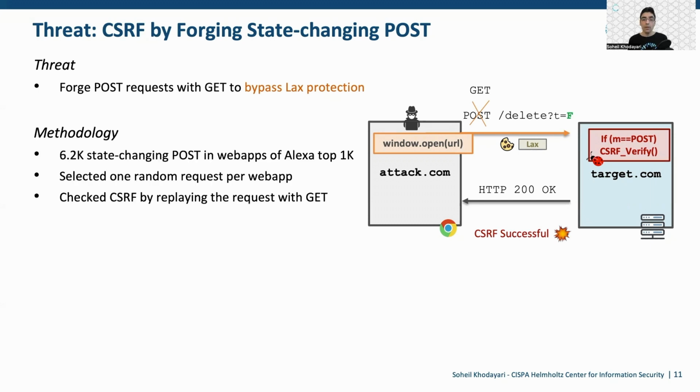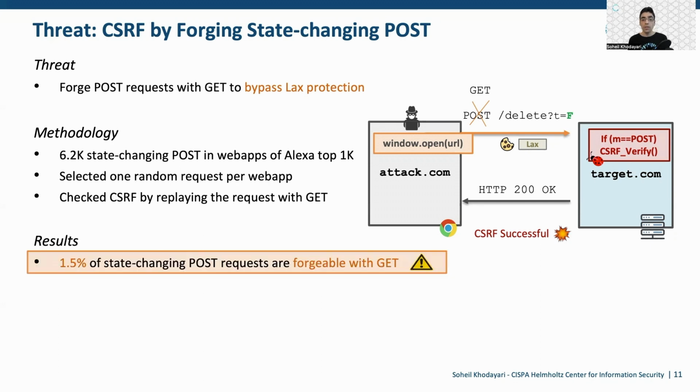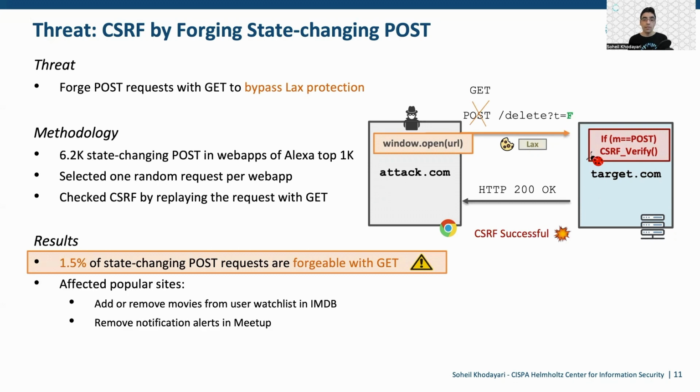Now, to quantify the prevalence of this issue, we used our previous dataset of the crawl of Alexa top 1K sites, and then selected one random request for each POST request in the dataset, and we checked its susceptibility to CSRF by replaying the request using a different HTTP method, that is GET. So in total, we discovered that around 1.5% of the state-changing POST requests are forgeable with GET, compromising the database integrity in popular web applications like IMDb and Meetup.